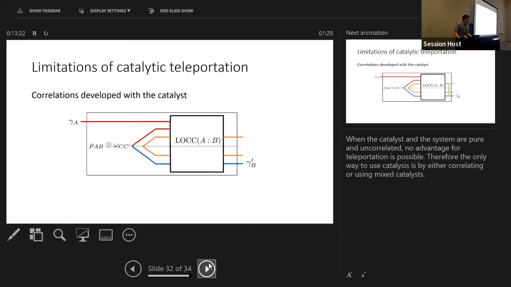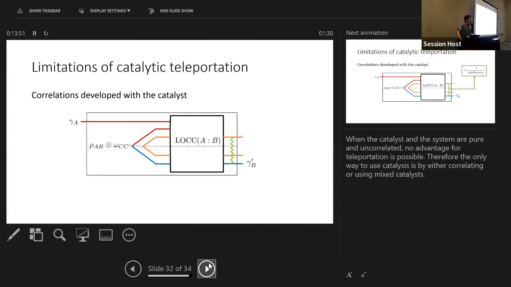Just let me mention one thing which should be mentioned to be fair with you. Of course the protocol has certain limitations, and something I didn't tell you about is, although we require that the state of the catalyst remains unchanged, what we observe is that the protocol introduces some correlations between the catalyst and the states that are teleported. Okay, so this can be a problem.